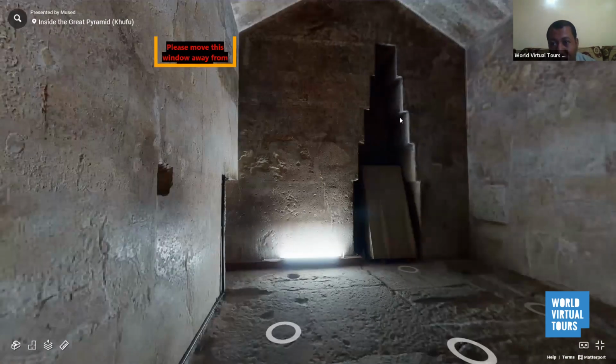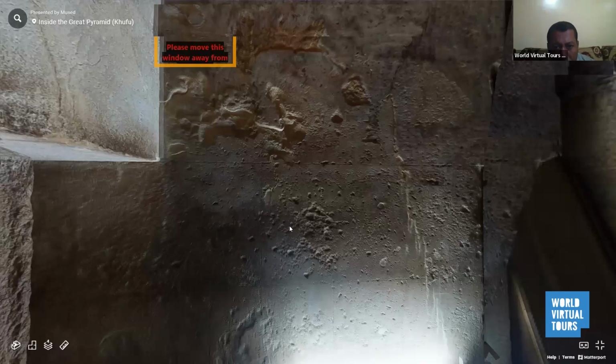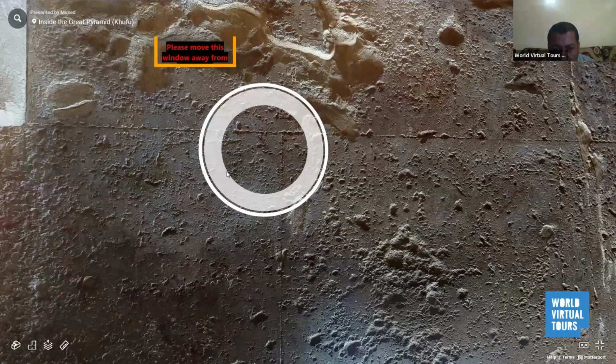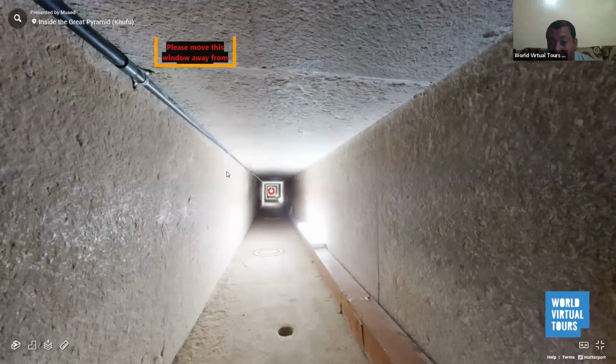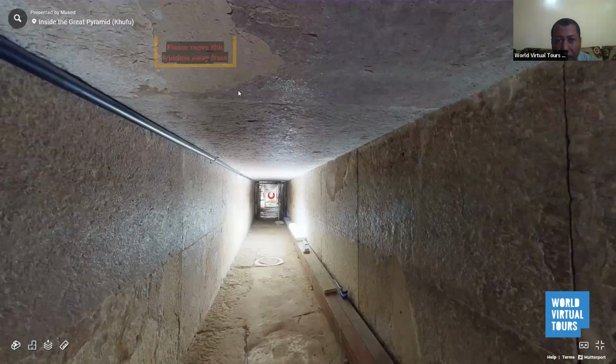Look here. You can see the huge blocks, and the ceiling is pointed, pointed at the top. It's just to lighten the stress on top. And each block of stone here is 70 tons of granite. It's just to support the heavy load on top, to bear millions of tons. Look at the precision of cutting the stone here. And you have to know that this granite stone was brought from Aswan. Aswan is 900 kilometers south from here.